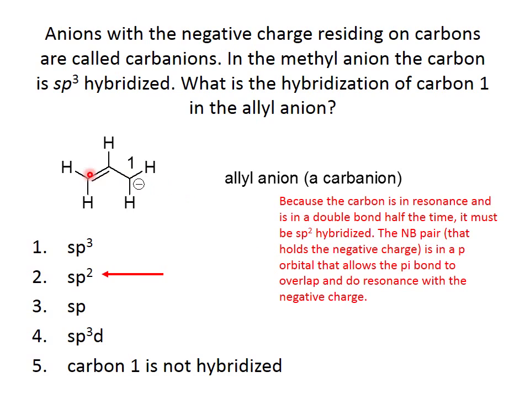That non-bonding pair that is on this atom right here is actually held in a p orbital that can overlap with these p orbitals that form this pi bond. That way, the pi bond can go here, and then it can go here. And the negative charge can be here and then go there, and it can do it without changing the hybridization of the atoms. That was a really hard problem because you had to think a little bit out of the box.